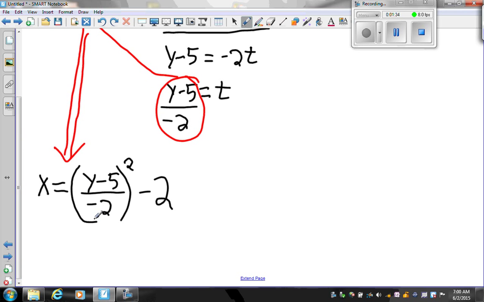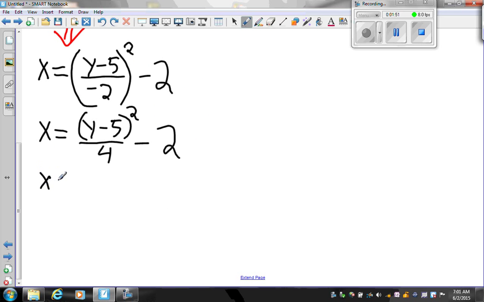Squaring the y minus 5 and the negative 2, we get x equals y minus 5 squared over 4 minus 2, which is the same as x equals 1/4 times y minus 5 squared minus 2. This equation is now a rectangular equation. It's the equation of a parabola, which opens to the right, and has vertex equal to negative 2, 5.